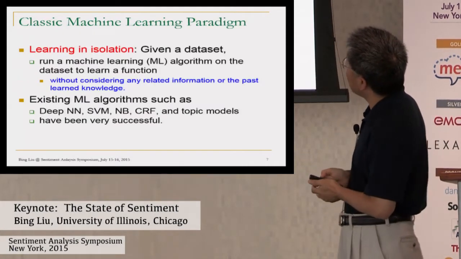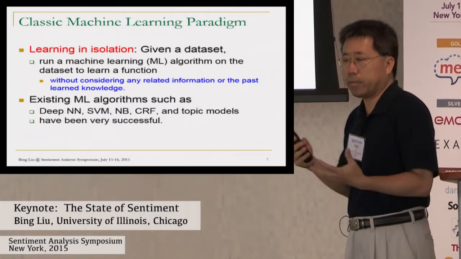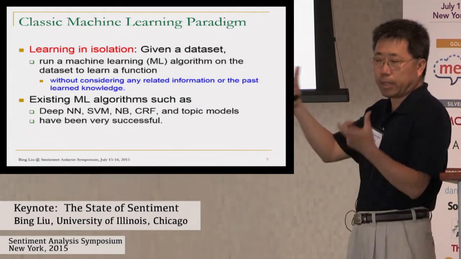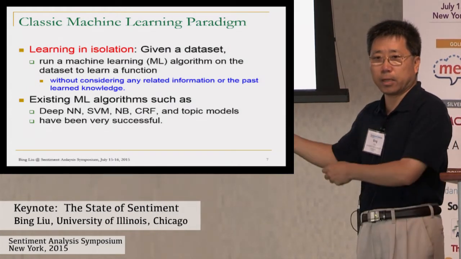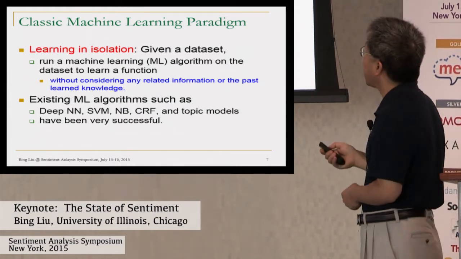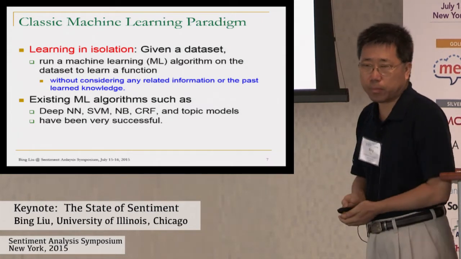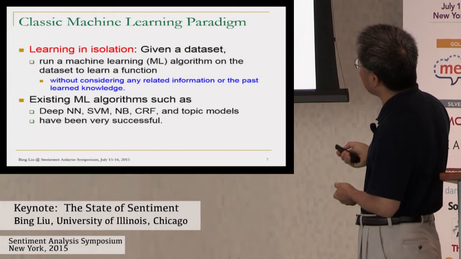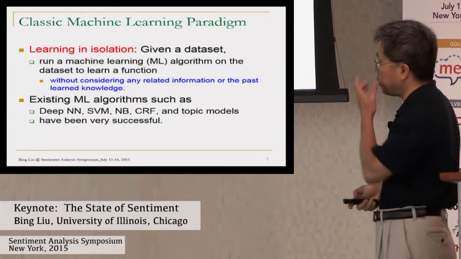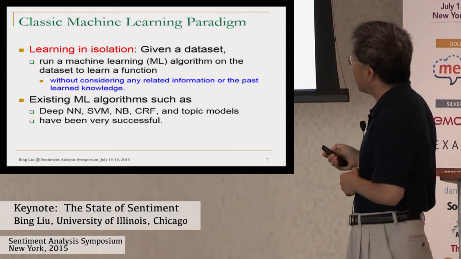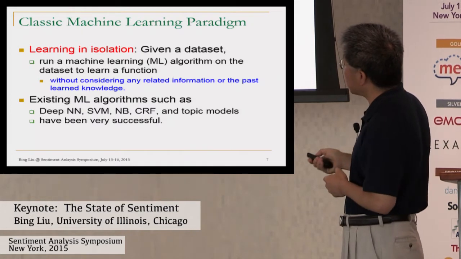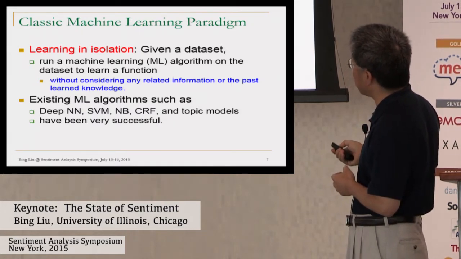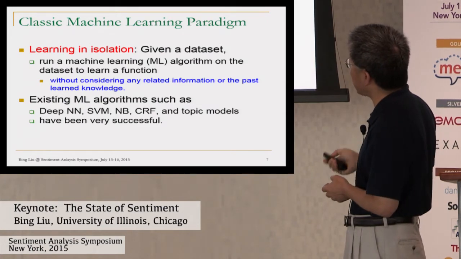So the traditional machine learning, let me give you a short introduction. The traditional machine learning essentially says, give me data, I'm going to run my algorithm, and I get a result. So I call that learning in isolation, without considering any related information or the past learned knowledge. You probably heard about lots of this type of algorithm: deep learning, SVM, naive Bayes, conditional random fields, or topic models.